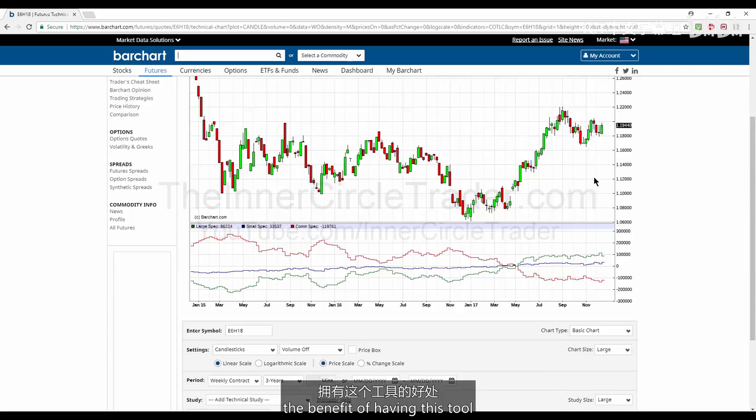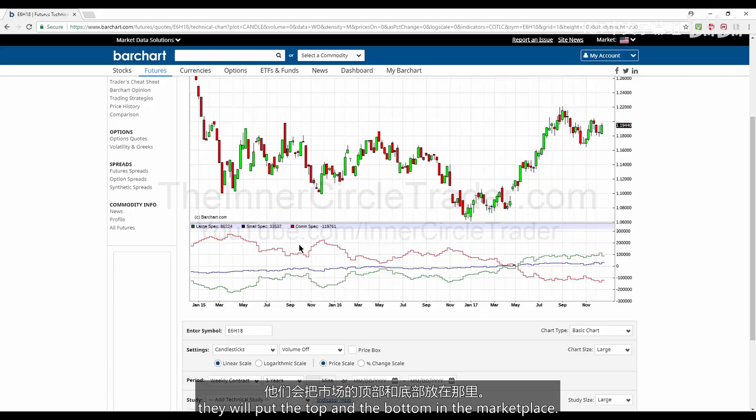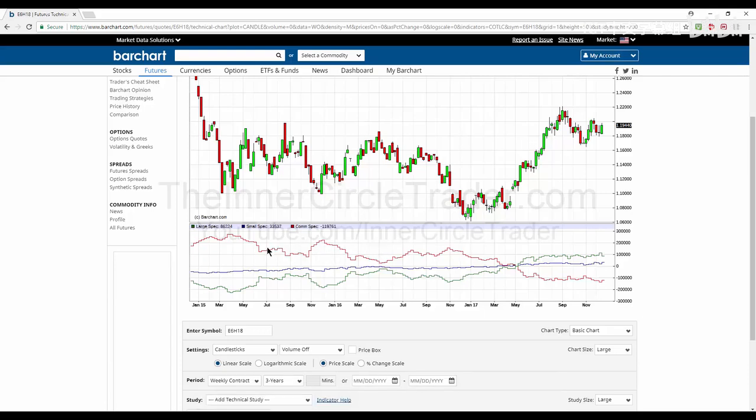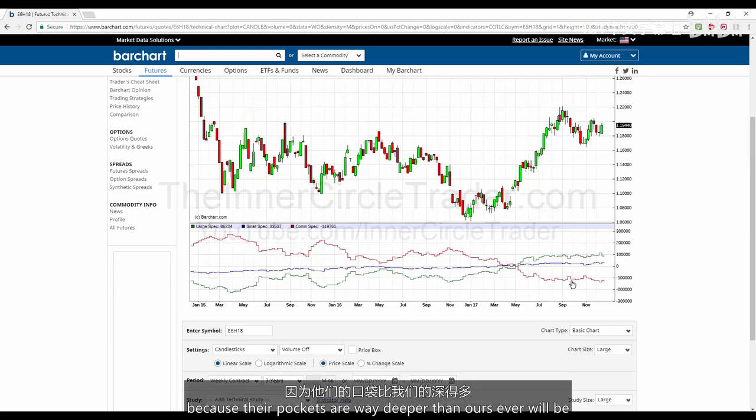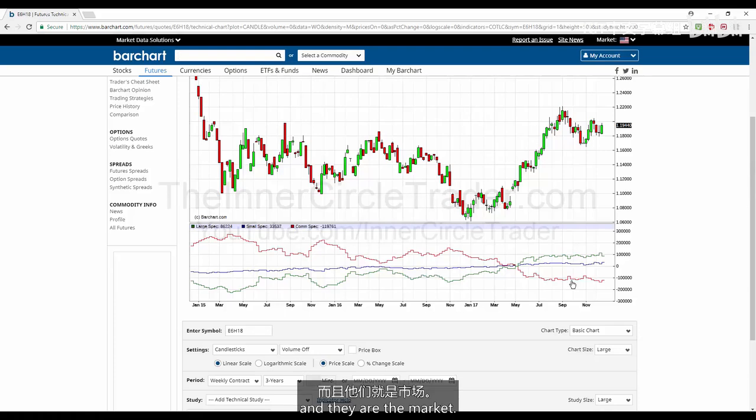So the benefit of having this tool is to, well, gauge the maximum saturation in terms of buyers and sellers. Because if you haven't noticed already, the red line, they will put the top and the bottom in the marketplace. When everything gets to an extreme, whether it be net long or net short, they usually make the higher low of the entire move because their pockets are way deeper than ours ever will be, and they are the market.